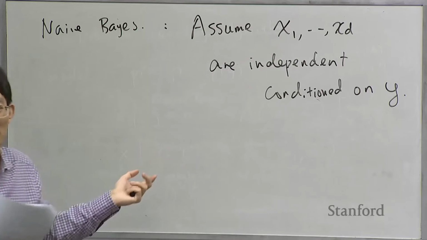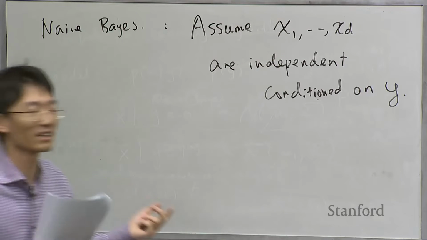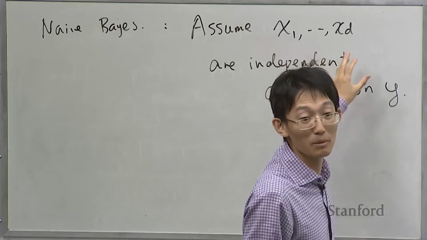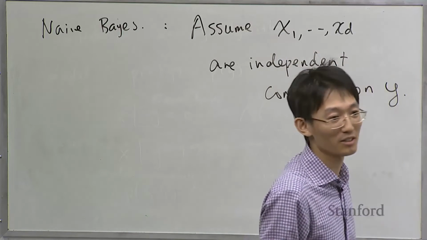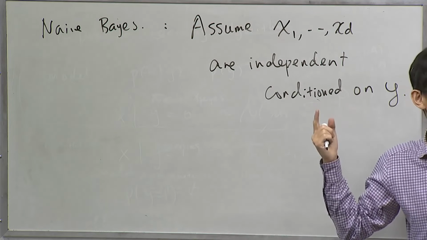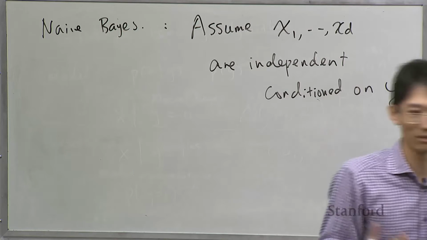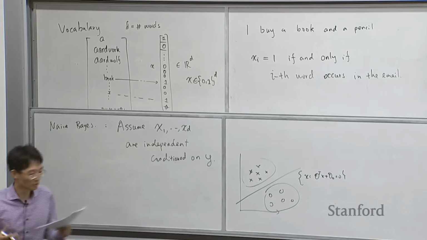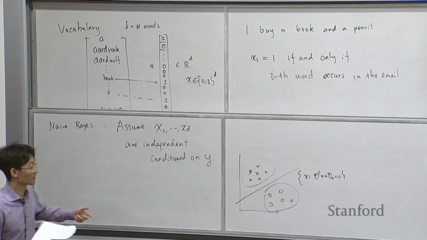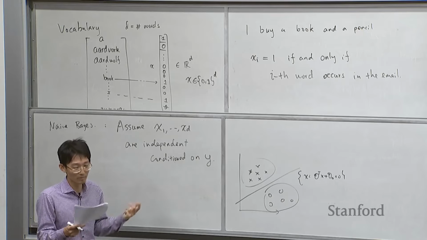Of course, this is not realistic, right? How realistic it is, I think that's subjective, but at least this is not exactly how people generate emails, right? You are not saying, I'm going to generate a spam email, I first decide y, and then after I decide y, I just generate words randomly. That's probably not how people write spam emails, and also that's not how people write the usual good emails.